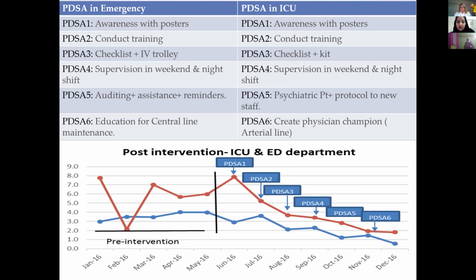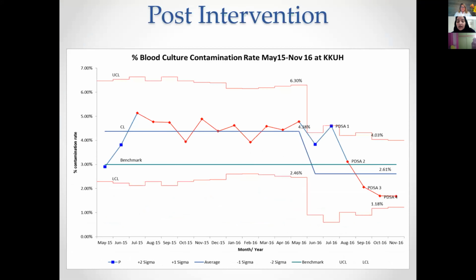The sixth PDSA, we found that there were 5 contaminated samples due to central line sample collection. So we did an education for the staff, and in ICU we created a physician champion because the sample was collected by a physician, especially the contaminated sample due to an arterial line. And we found that after we implemented all these 6 PDSA cycles, the rate decreased.